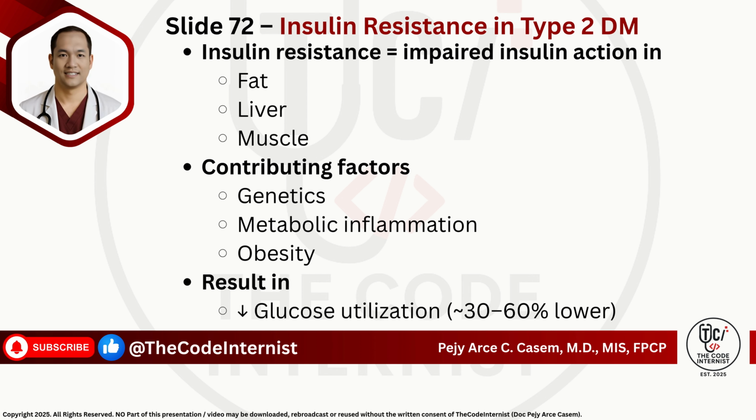Insulin resistance means that insulin can't work properly on key target organs, especially the muscles, liver, and fat. This is a defining feature of type 2 diabetes. It's caused by a mix of genetics, obesity, and chronic inflammation in the body. Because of this, the body needs more insulin than normal to achieve the same effect. And even then, glucose use is significantly reduced, by up to 60% in some cases.